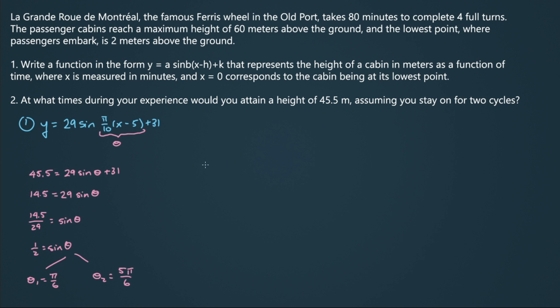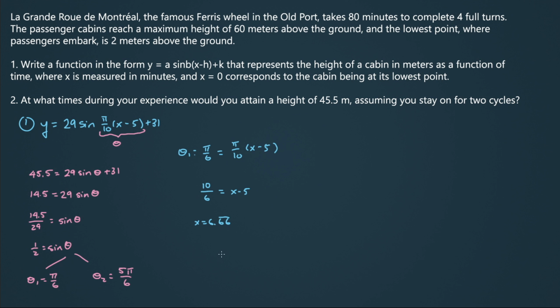So we can just write my theta 1 up here, right? We know that was pi over 6, and we'll make it equal to this bit right here, pi over 10 times (x minus 5). Okay? And so now if we divide both sides by pi over 10, because we're solving for x, you're going to get 10 over 6 is equal to x minus 5. And then we add 5 to both sides. You're going to get that x is 6.66 repeating.